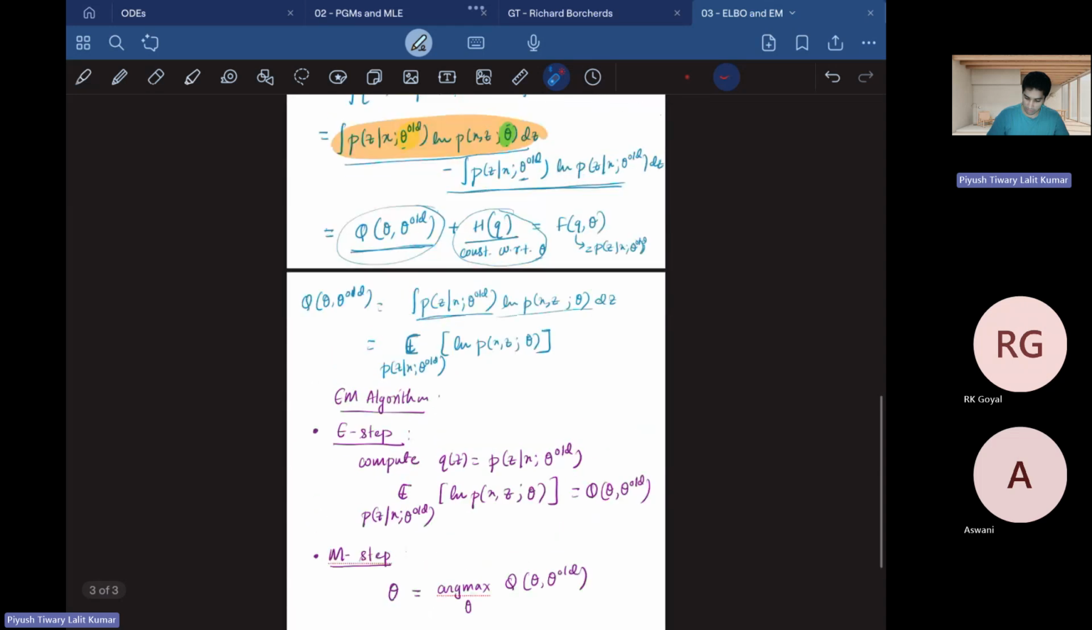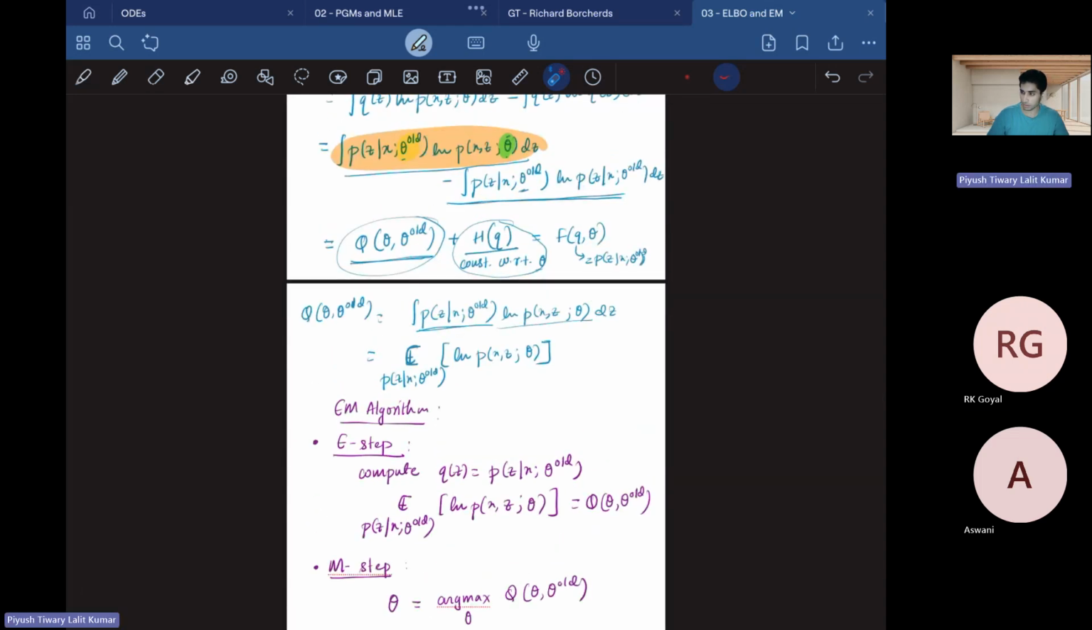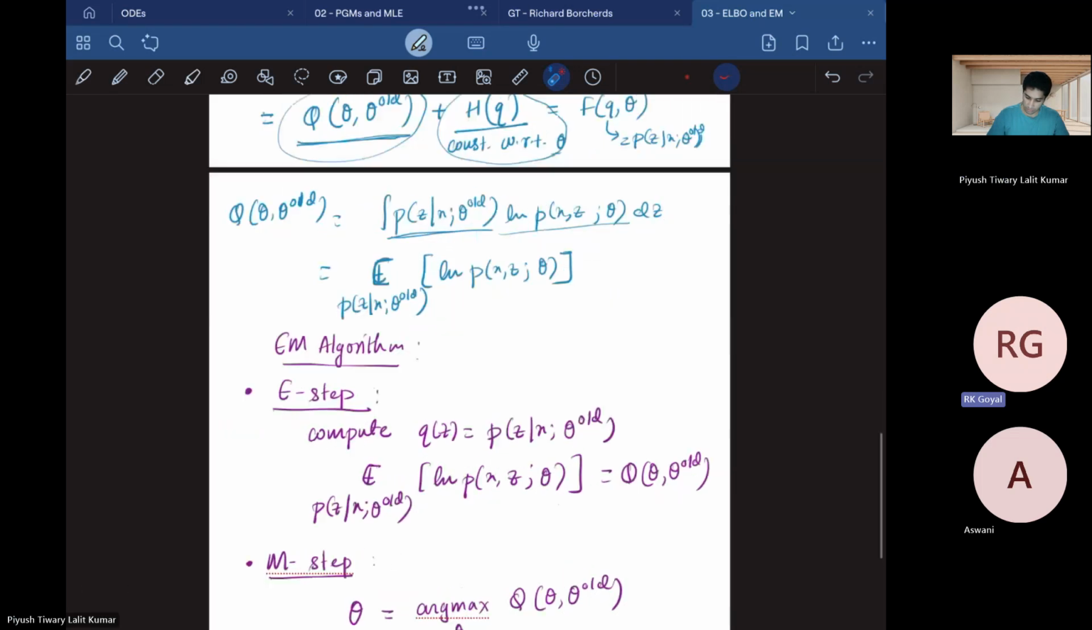Any doubts still here? If you have any doubts, I think this is the right time to ask. Yeah, can you summarize the E step? What are we doing in the E step?